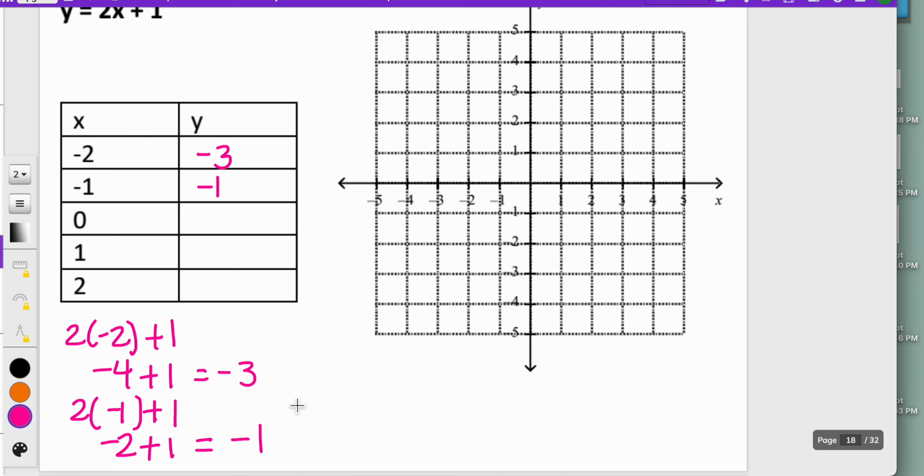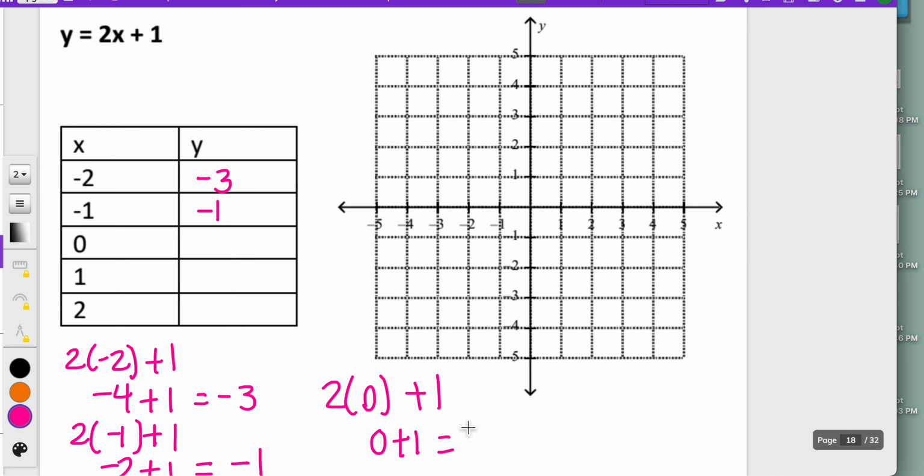By now you start to see a pattern. Let's do one more though, just to make sure. 2 times 0 plus 1, that's 0 plus 1, which is equal to 1. So every time I'm going up by 2's. So -3 plus 2 is -1. -1 plus 2 is 1. 1 plus 2 is 3. And 3 plus 2 is 5.